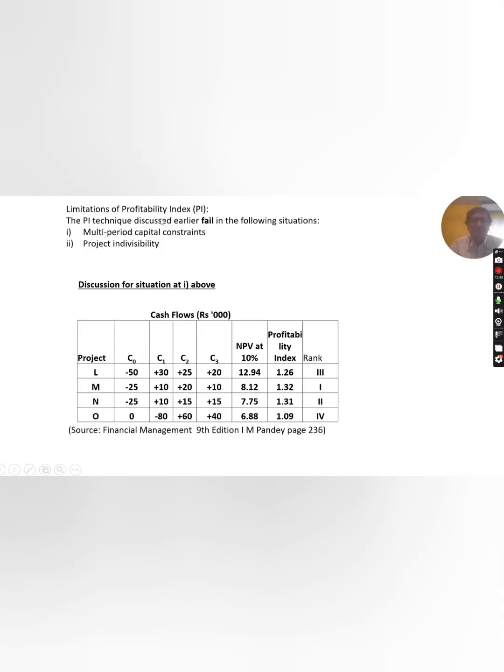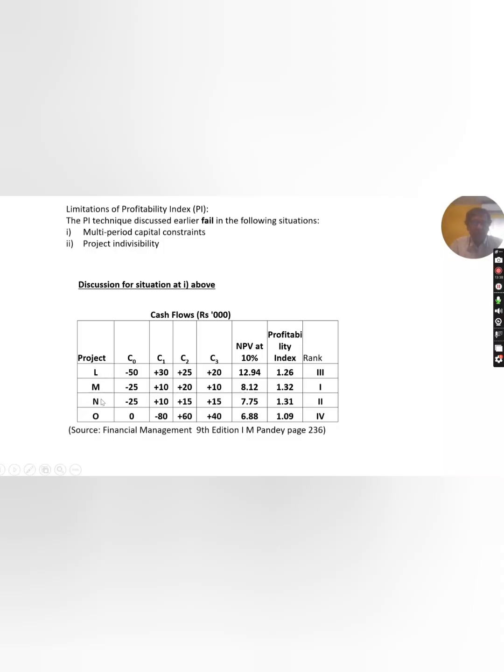What are the limitations of PI? The PI technique discussed earlier fails in the following situations. How it will fail, that I will discuss. When will it fail? Number one, multi-period capital constraints. In the previous case, it was a single period investment and single period capital constraint. But if it is multi-period capital constraints, then PI will not be acceptable for selection of projects. How? Check all this.